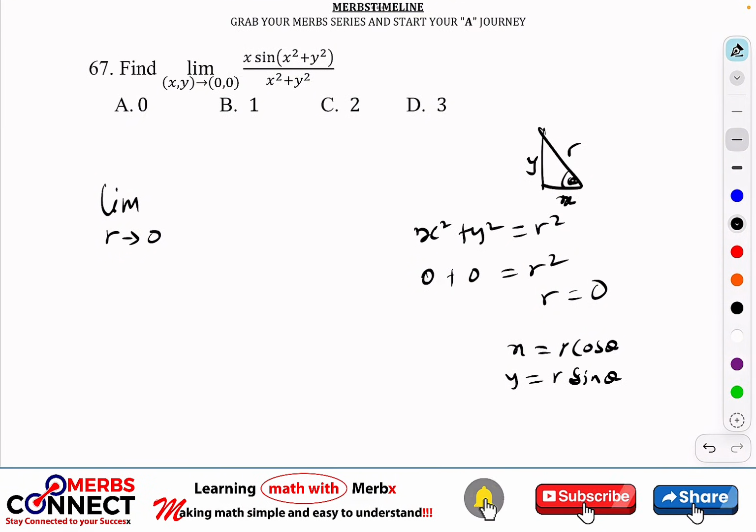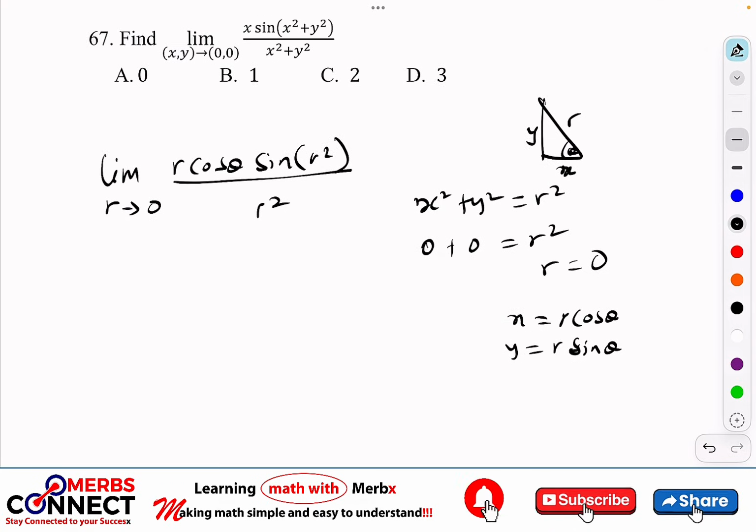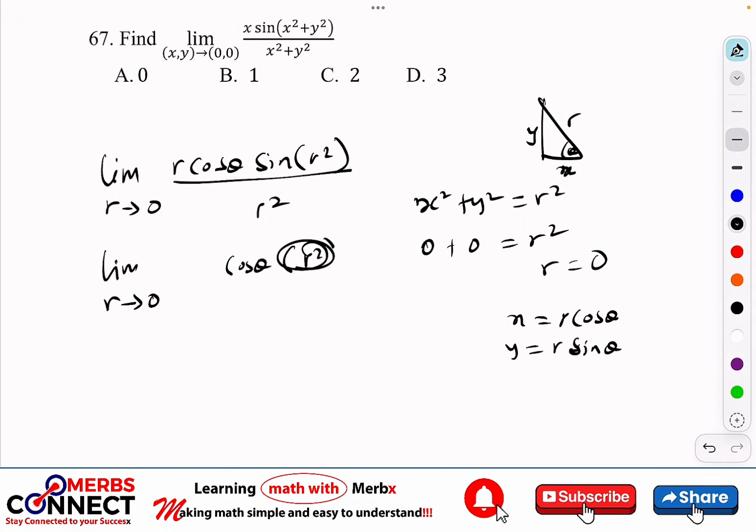So this is going to give us r cos theta sine of r squared divided by r squared. One of the r can cancel out, with r approaching 0: cos theta sine r squared over r. Okay, so something great is going to happen here. What is going to happen?